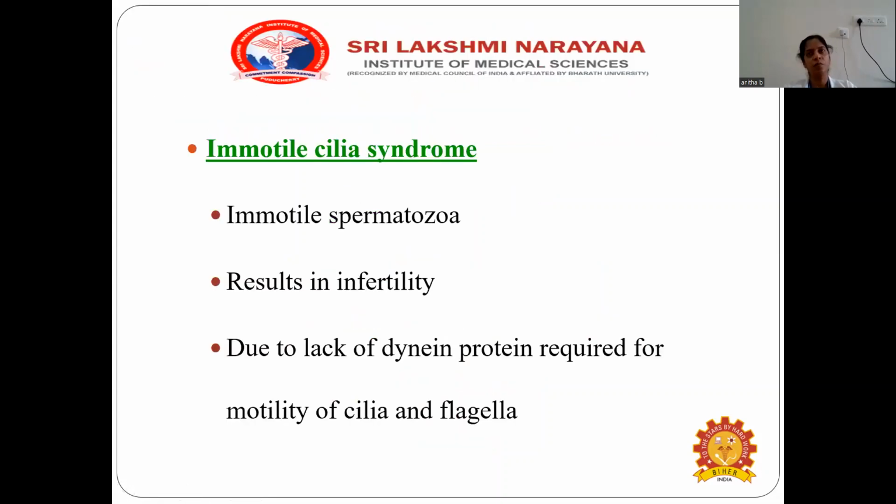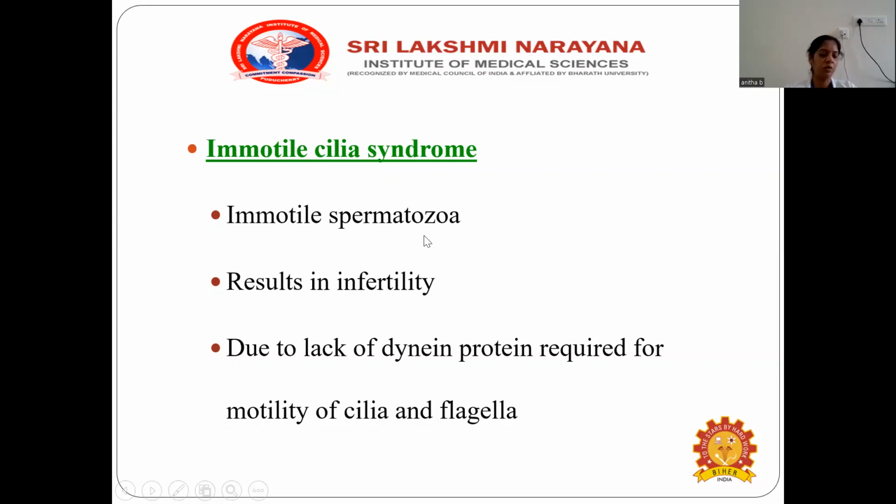The next one is a syndrome named immotile cilia syndrome. In this case, the sperms will be immotile, so they won't function. If the sperms are immotile, they won't enter the uterus, no? So it will result in infertility. What is the reason for that? There is a lack of dynein protein in the sperms. This dynein protein is required for the motility of cilia and flagella of the sperms. If it is not present, the sperms are immotile.